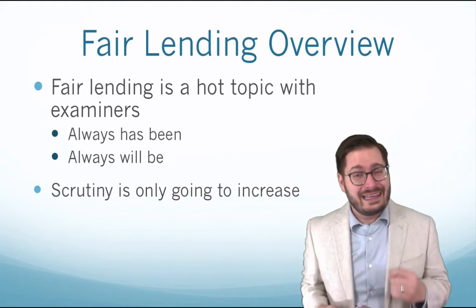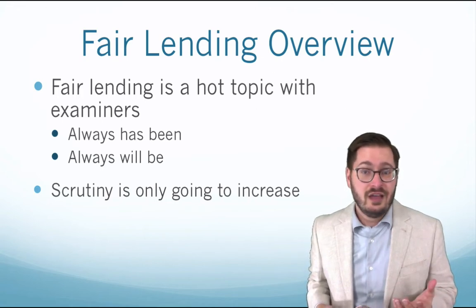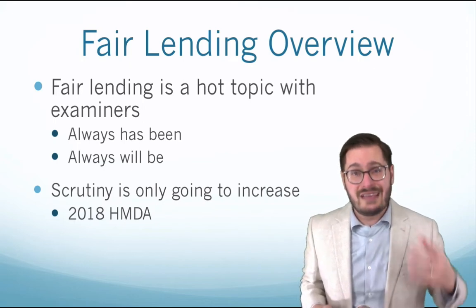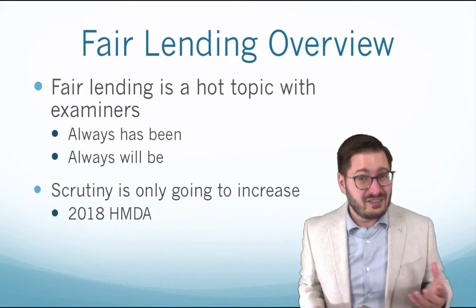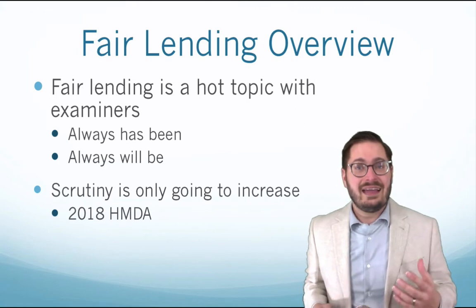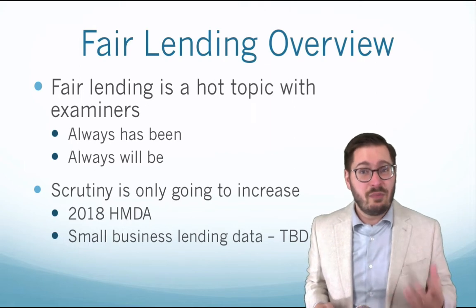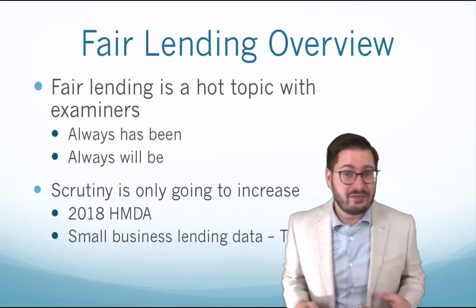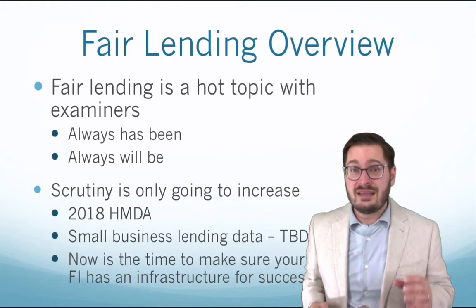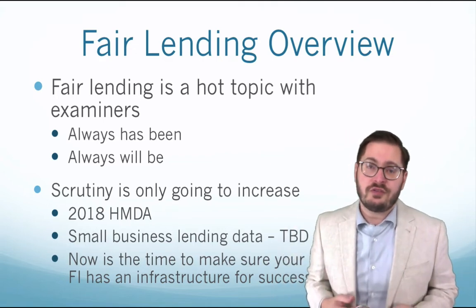The problem with fair lending in today's economy is that fair lending scrutiny with examiners is only going to increase. It's going to increase for a couple of reasons. First of all, the new HMDA requirements that provide more data fields to examiners to conduct a fair lending review is increasing. That took place here on January 1st of 2018. And secondly, under the Dodd-Frank Act, there's going to be more data that financial institutions have to report. This will be small business data that we have to report. Those rules are still yet to be determined. So the idea is examiner scrutiny is only going to increase, and this means that now is the time for your organization to make sure you know what you're supposed to do when it comes to fair lending.